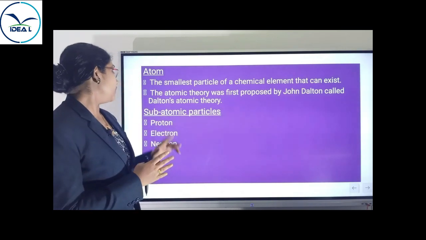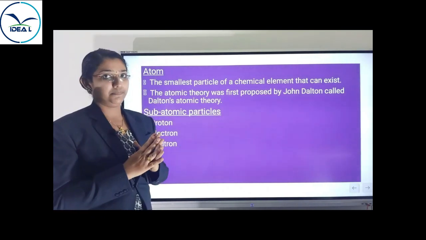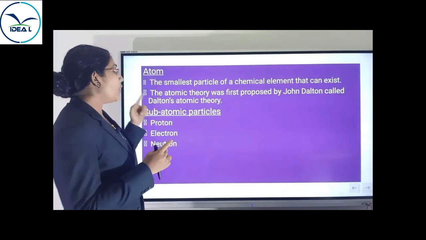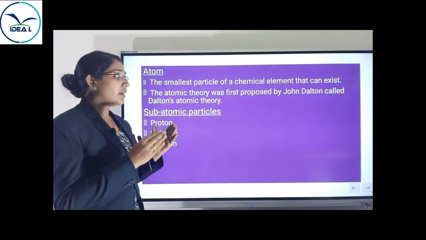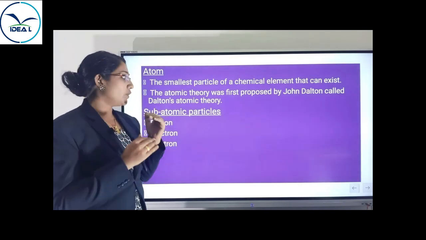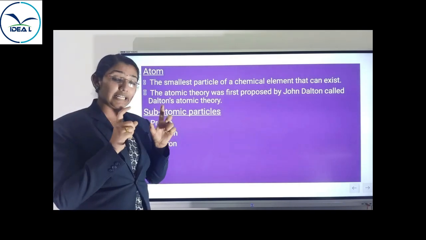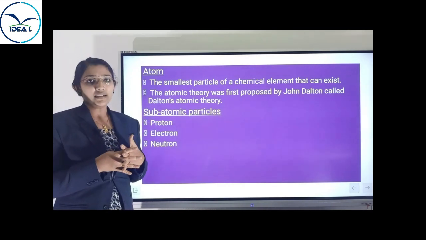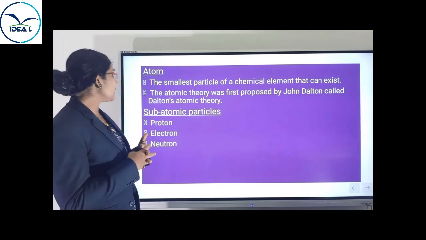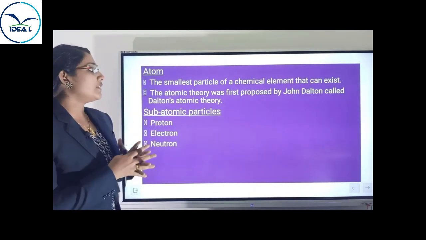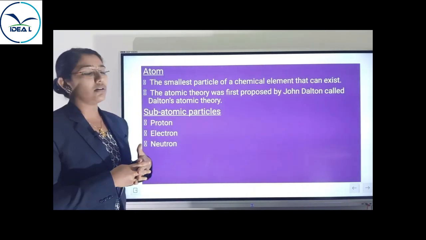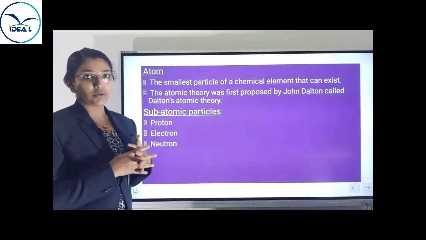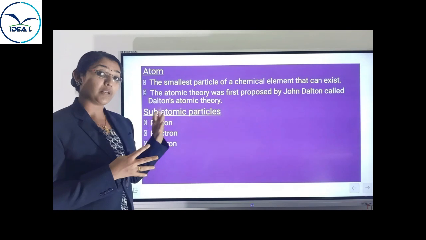So, what is meant by an atom? You already learned the definition of atom: the smallest particle of a chemical element that can exist. We know that atom is the very tiny particle in which any chemical element can exist. Then the atomic theory was first proposed by John Dalton, called Dalton's atomic theory. You are also familiar with Dalton's atomic theory and its postulates from the previous chapter.